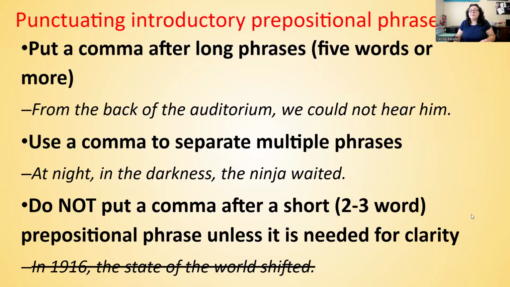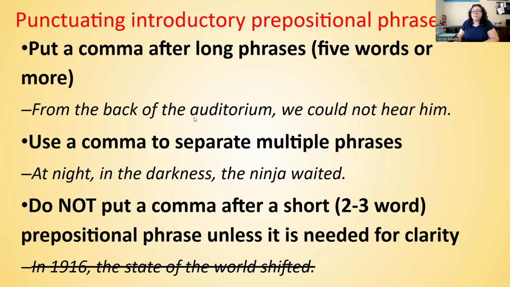So today we're only going to be focusing on introductory prepositional phrases. Those are the ones at the beginning. So we have an example here. From the back of the auditorium, we could not hear him. And so we have our preposition from, and we have our phrase from the back of the auditorium. That's answering the where, but it is not a complete sentence. We have our complete sentence here at the end. We could not hear him. That is our subject, we, and our predicate, could not hear him. And we're adding information, we're adding flavor with our prepositional phrase, from the back of the auditorium.